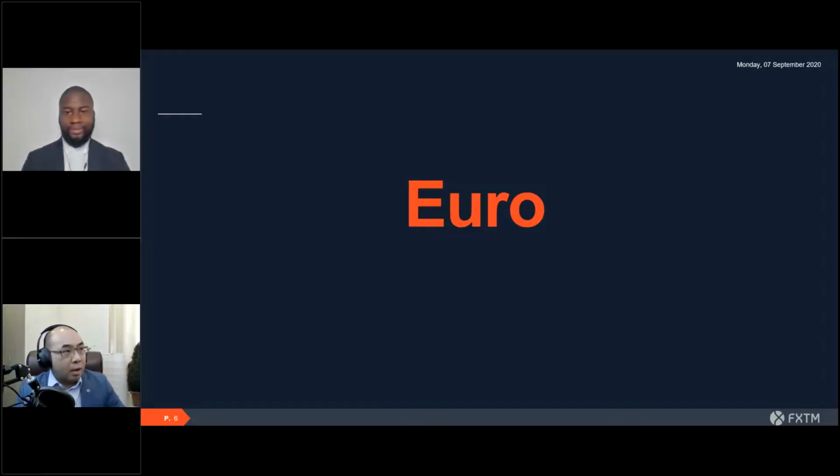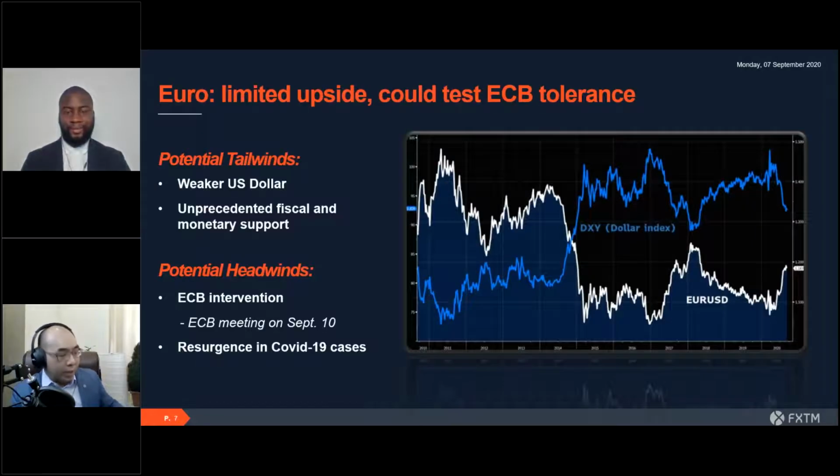Okay, I don't have the exact figures in front of me now. In fact, let me just pull up those exact figures. It's 57.6% of the dollar index. So where the euro goes, it's often reflected in the dollar index, as you can see on this chart right here. That blue line is the dollar index, and the white line is euro dollar. So a weaker US dollar, like I mentioned earlier, should boost the euro.